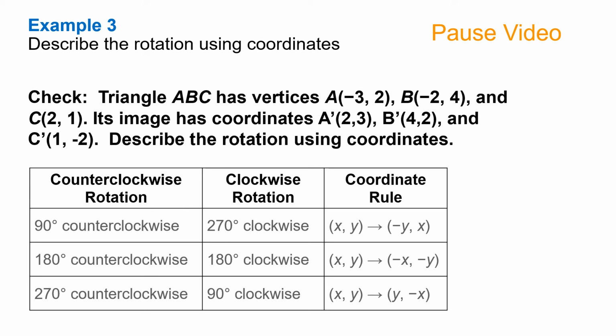Again, we're going to pull up our rules and figure out how we have changed from A to A prime, B to B prime, and C to C prime. If I look at C to C prime, it appears that my x and y have switched places and the x value has taken the opposite sign. So that appears to be my 270 degree counterclockwise rotation, or my 90 degree clockwise rotation. So my rule using coordinates would be (x, y) to (y, -x).